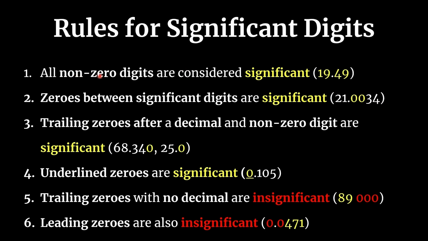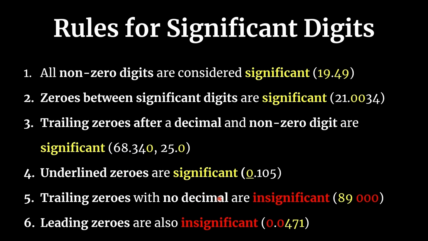Firstly, all non-zero digits are considered significant. So the 1 here, the 9, the 4, and the other 9, they're all significant. Zeros between significant digits are also significant, and you might have also heard them referred to as sandwich zeros. Trailing zeros after a decimal and non-zero digit are significant. So for example, 68.340 and 25.0. Underlined zeros are also significant. For example, this zero that is underlined here, 0.105, all of these digits then would be significant.